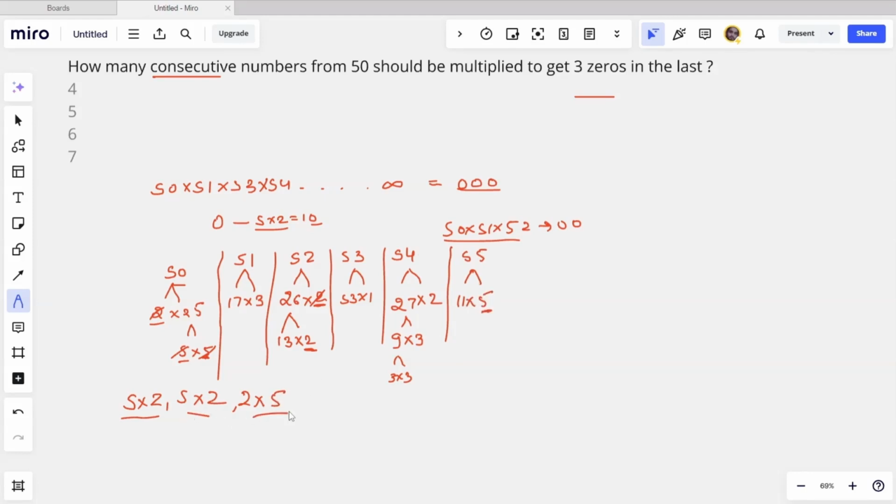So it means if we multiply 50 into 51 into 52 into 53 into 54 into 55, the product of these numbers will contain 3 zeros. Okay, so we can say 1, 2, 3, 4, 5, 6. So we have to multiply six consecutive numbers starting from 50 to get 3 zeros in the product of those numbers. So our answer will be 6. So the third option is the correct option. Thank you.